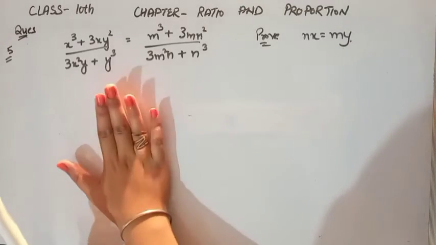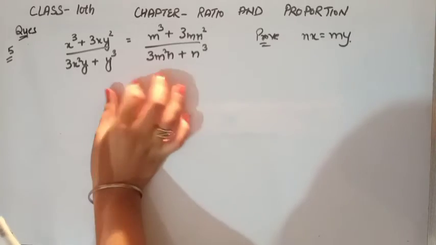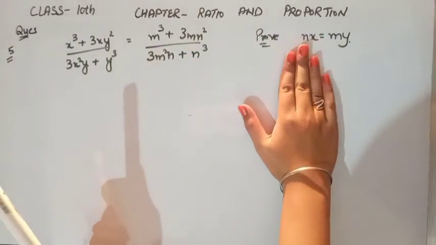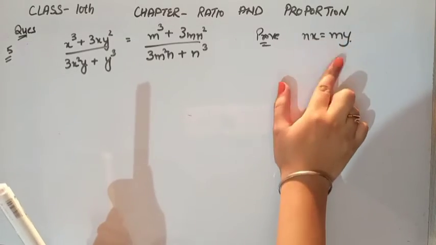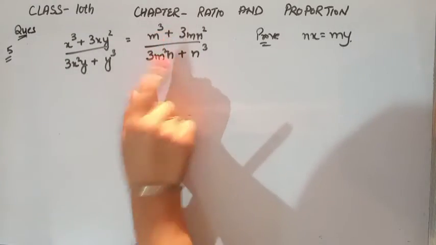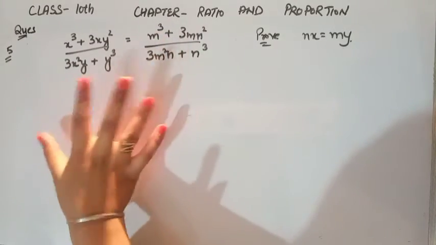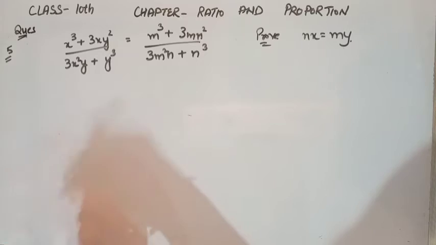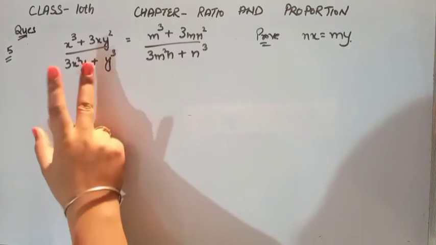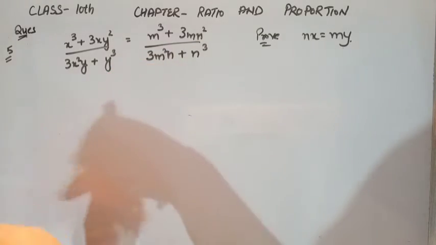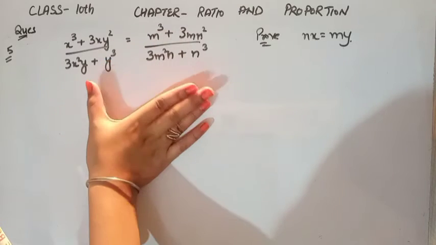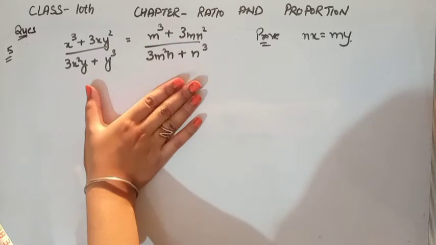Now our next type of question. This equation is given and we have to prove nx is equal to my. We have to prove this. Now there is a plus sign, an addition sign. Does it belong to the componendo and dividendo form? No. But we can convert it into componendo and dividendo form when we rearrange it. The given equation, as it is, is just an equation and does not belong to componendo and dividendo.